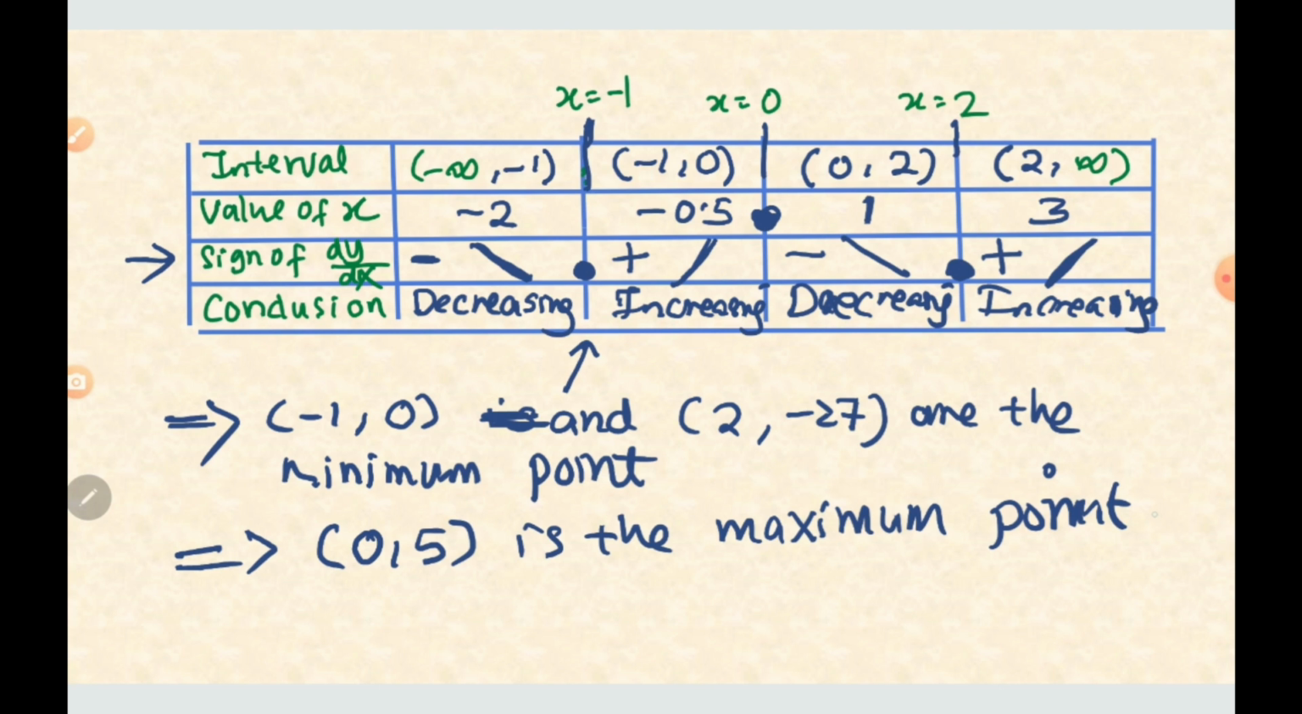Okay, so from the table we can make the conclusion which one is maximum and minimum. So this is our conclusion: negative 1, 0 and 2, negative 27 are the minimum points, and 0, 5 here is the maximum point. Okay, thank you.